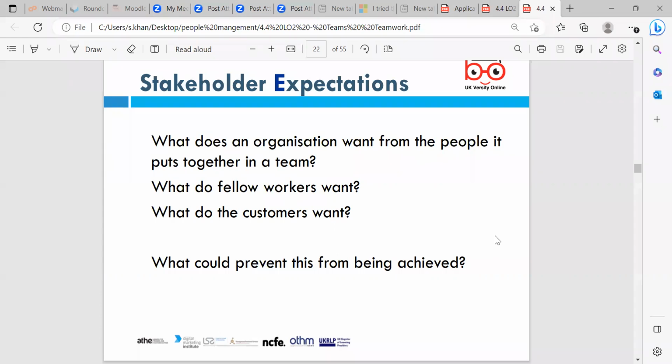How could you prevent this from being achieved? I mean, what could prevent this from being achieved? You acting abruptly, you not working in a good team, you not being able to listen, you not being able to answer questions. These can prevent you from being a good team.